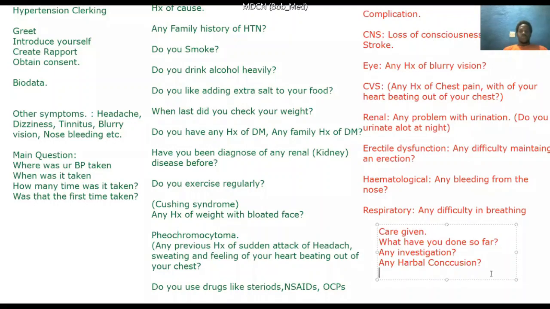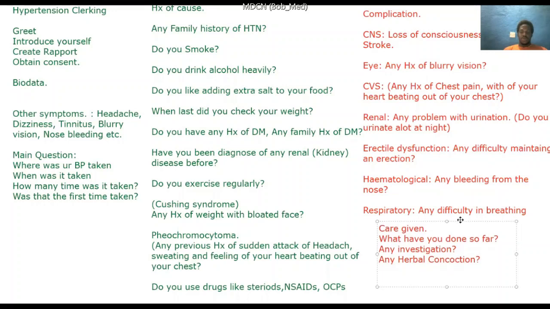So you want to ask about any concussion taking. I think concussion will be with the concussion. Okay, concussion. So immediately after all this, I think the next part, if it's a female, you want to go to the gynecological clerking and obstetric history.